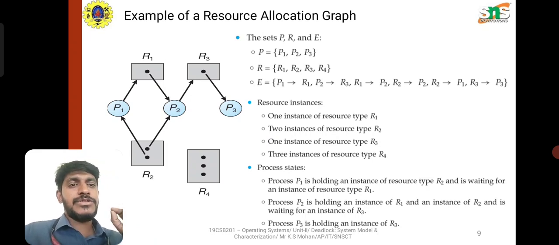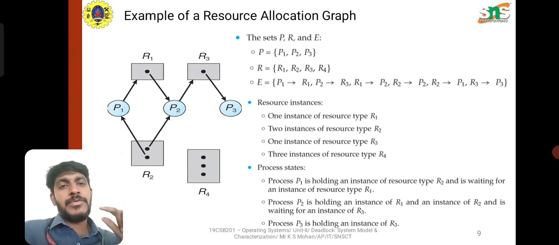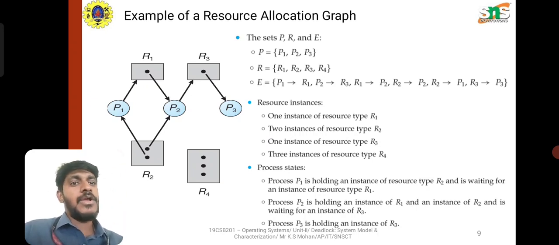So here the resource instances are one instance of resource type R1, and two instances of resource type R2. R1 has only one instance. R2 has two instances of resources. One instance will be allocated to process 1 and another instance to process 2. Then there is one instance of resource type R3. R3 has only one instance of resource type. Similarly, R4 has three instances, which we can see as three dots in the picture.